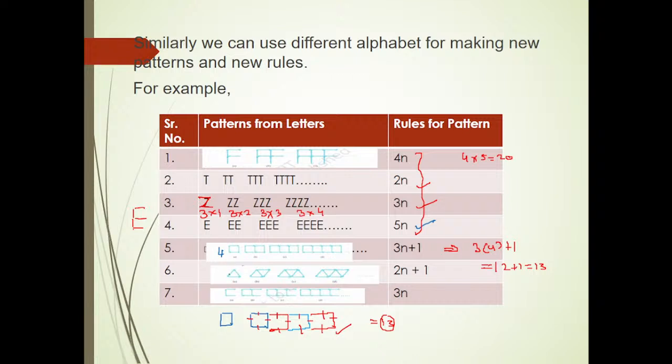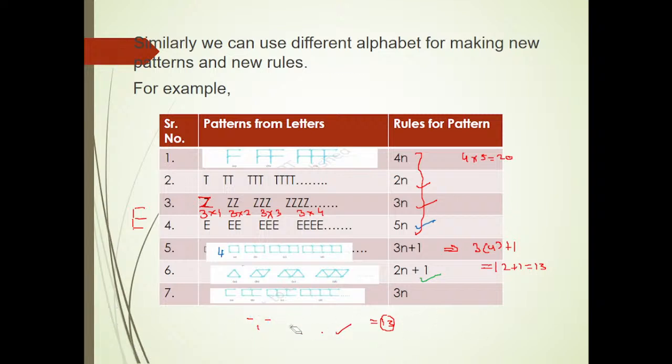For one triangle we required 3, and for 2 we already use one mastic from the previous triangle, so extra we are keeping 2. So similarly it is having 2n plus 1. See, let us see an example here. We will explain a little bit more.